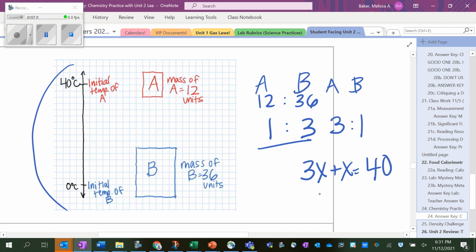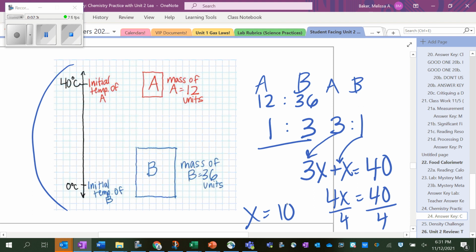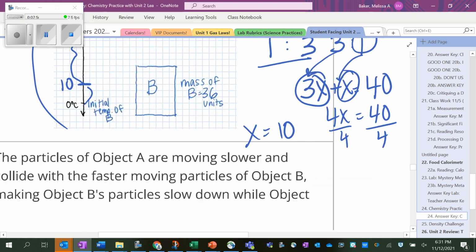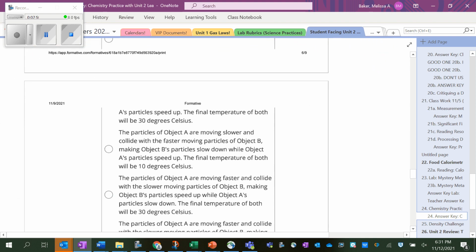So 3x plus 1x, I'm getting that from here. 3x plus 1x, that's 4x equals 40. Divide by 4, divide by 4, x equals 10. 3 times 10 is 30. That means A will change by 30 degrees. So it'll go down to 10. And B will go up by a factor of 10, or up 10 degrees. So the thermal equilibrium temperature will be 10.